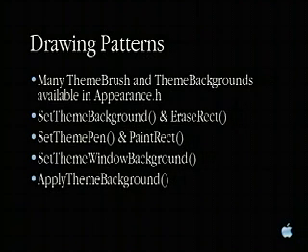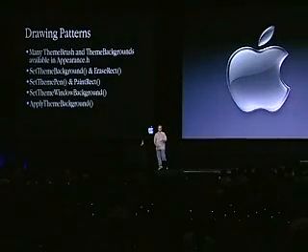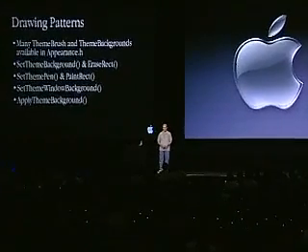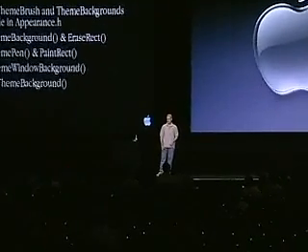Now, the way you use these is typically through SetThemeBackground and SetThemePen. SetThemeBackground takes a theme brush and talks to the Appearance Manager, figures out what color or pattern needs to be applied to the current port, and then applies it to the current port. SetThemeBackground applies it to the background, so you can follow that up with an EraseRect or any other QuickDraw API that might erase. SetThemePen applies it to the foreground, so you can follow that up with any QuickDraw routine that's going to paint.